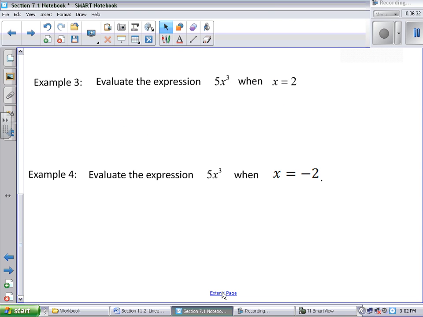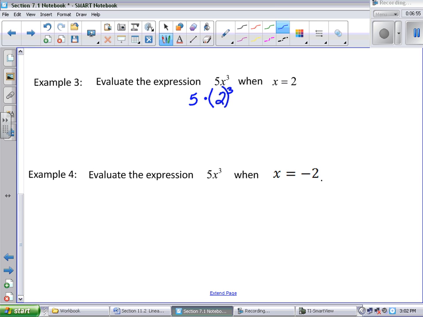Evaluate the expression 5x cubed when x equals 2. Again, here we have to remember we have 5 times x cubed. So 5 times 2 to the 3rd power. And some people always like to substitute putting numbers in parentheses. It does not hurt to have the parentheses there.